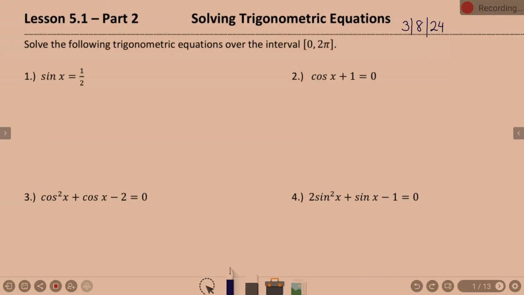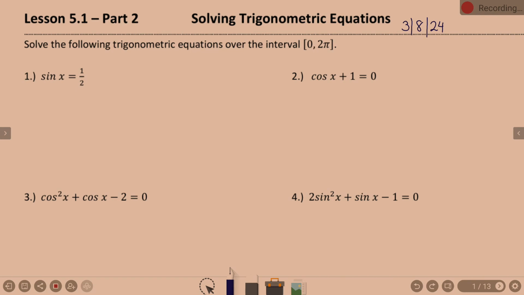The other part of lesson 5.1 is solving equations. We are solving equations that have trig functions in them. Some of these are going to relate back to our algebra skills, and we'll be able to use some of those. It just kind of depends, but we're going to start very basic.